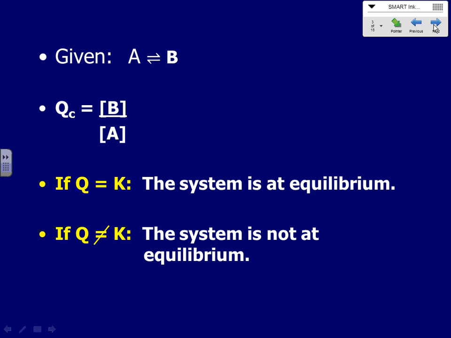So how do we calculate Q? Very simply, we make a calculation just like we would any other equilibrium situation. I'm assuming that A and B, I don't know why one is bold and one isn't, not a big deal. We're assuming that A and B are both aqueous or both gases.